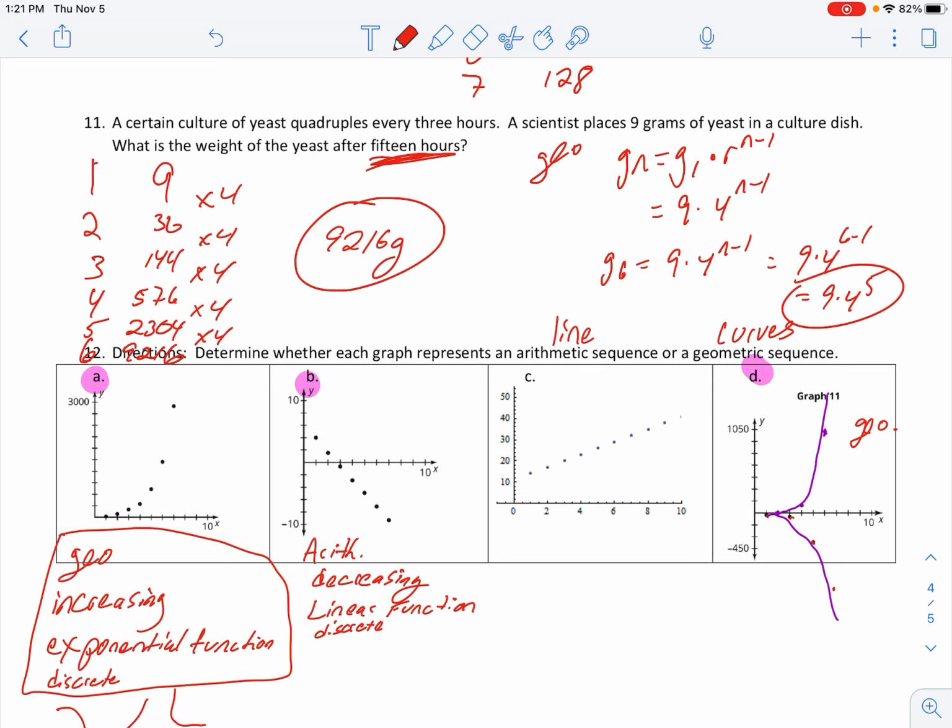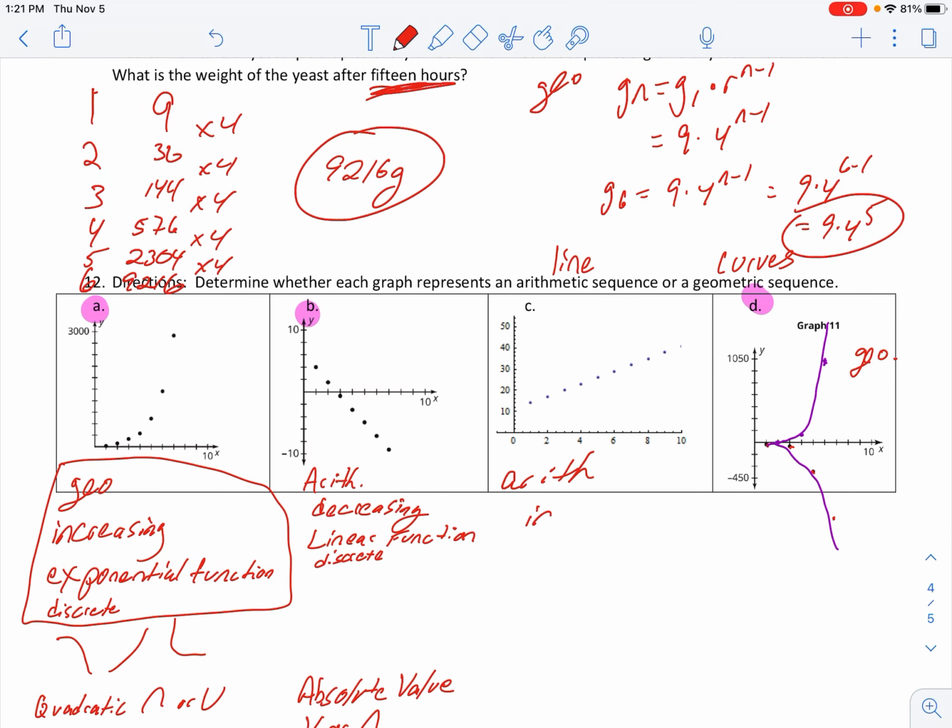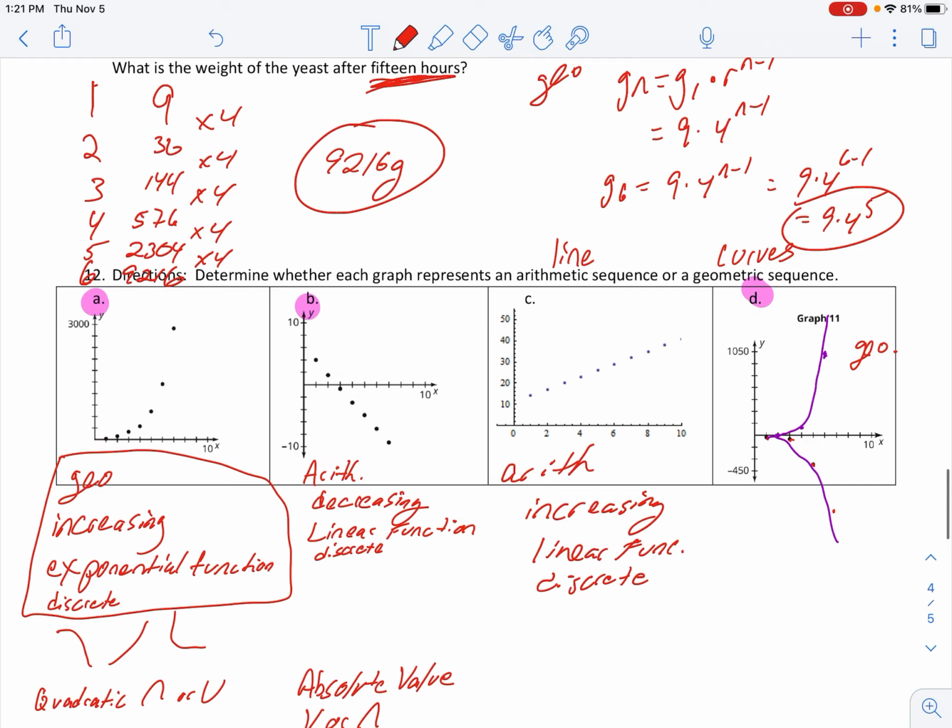Okay. Letter C, it's an increasing line, so that means it's arithmetic. And just a few other things. Again, it's increasing. It's a linear function that happens to be discrete. And that's about it.